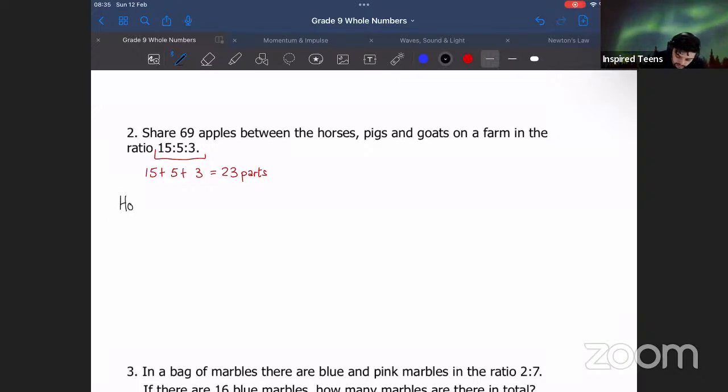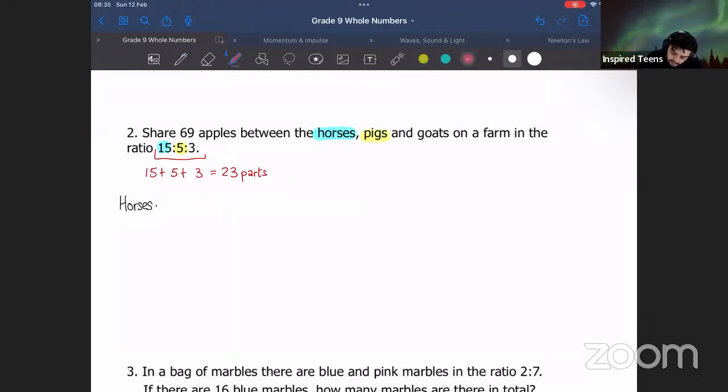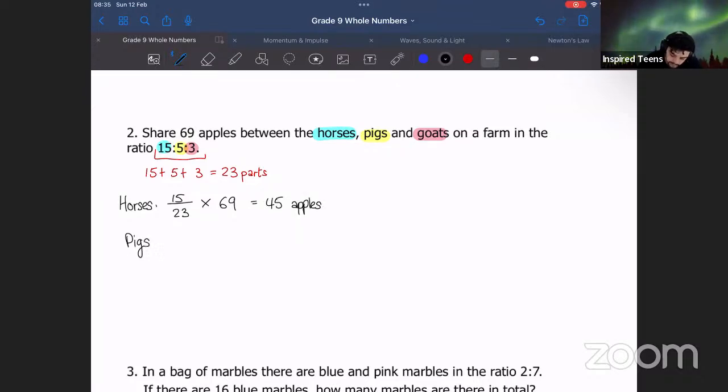So for the horses, the same concept applies here. Horses would be 15, pigs would be 5, goats would be 3. For the horses, we take their ratio over the total parts available multiplied by the total amount of apples available, and we get an answer of 45 apples. Then we look at pigs. We have 5, their ratio over the total amount of parts available, which is 23, times the total. We get an answer of 15 apples.